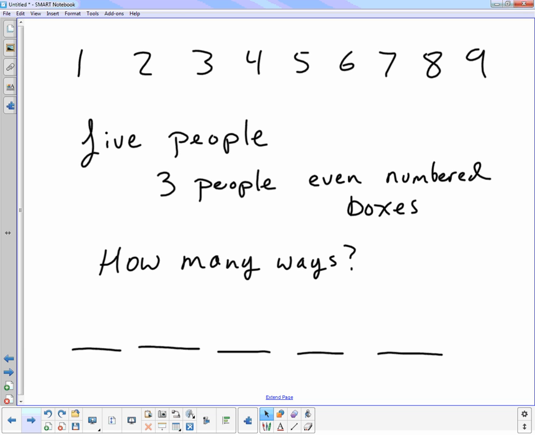Well, okay, here we go. 1, 2, 3, 4, 5. She loves even numbers. They don't have a preference. Okay. So there we go. So how many choices does she have? She has 4 choices, right? 2, 4, 6, and 8.